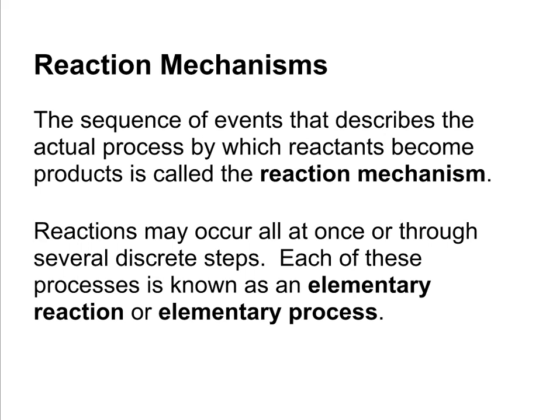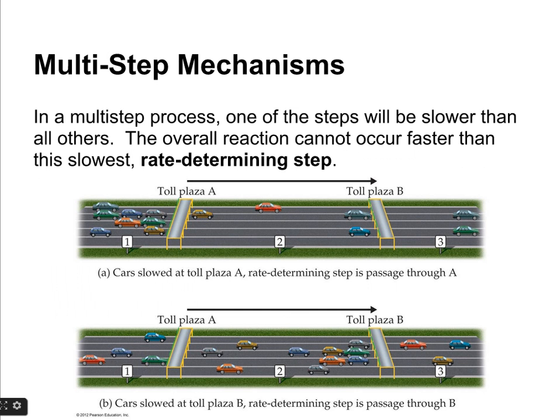Reactions can occur all at once, or they can occur through several small discrete steps. Each of these processes is known as an elementary reaction or elementary process. So it could be several small steps happening that lead to an overall reaction. These are similar to what we did when we solved Hess's law problems. In a multi-step mechanism, one of the steps will be slower than all the others.